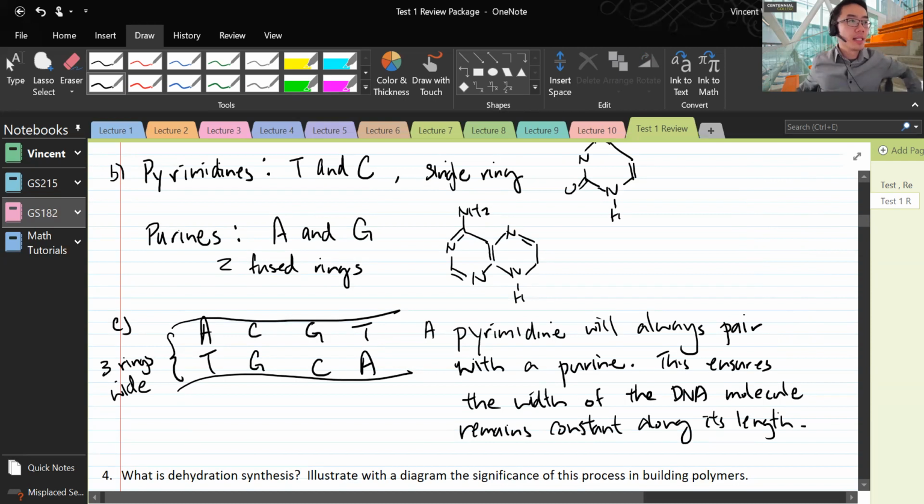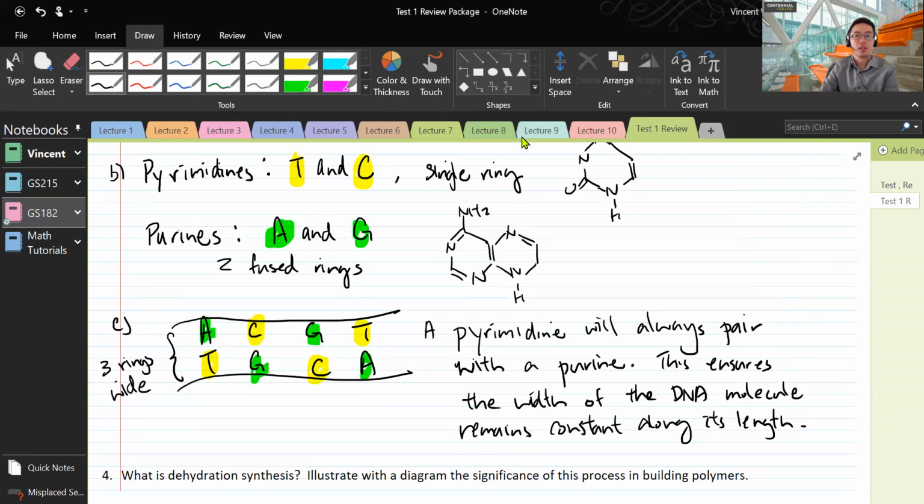Does that make sense? Yes, I will post this sheet after class, as I always do. Is everybody with me? You understand what I'm saying? Like three rings across? I hope so. So the pyrimidines, one ring. There's one ring here, one ring here, one ring here, one ring here. And then for our purines, 2 rings, 2 rings, 2 rings, 2 rings. So across is always 3 rings.